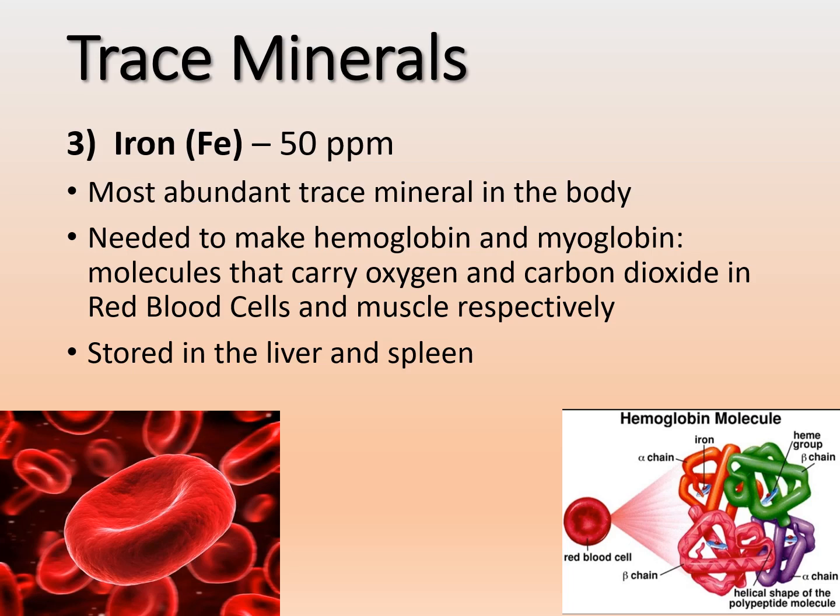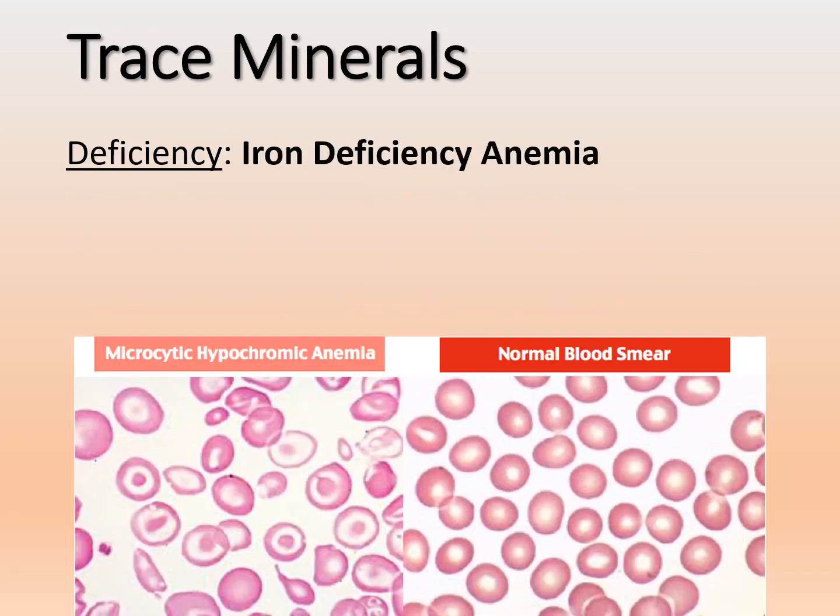And we store iron in the liver and the spleen. So that's where we store iron, and we can get a buildup of iron. We don't necessarily excrete or get rid of iron. So iron can slowly build up in the liver, especially over time. So we do see some toxicity with iron.